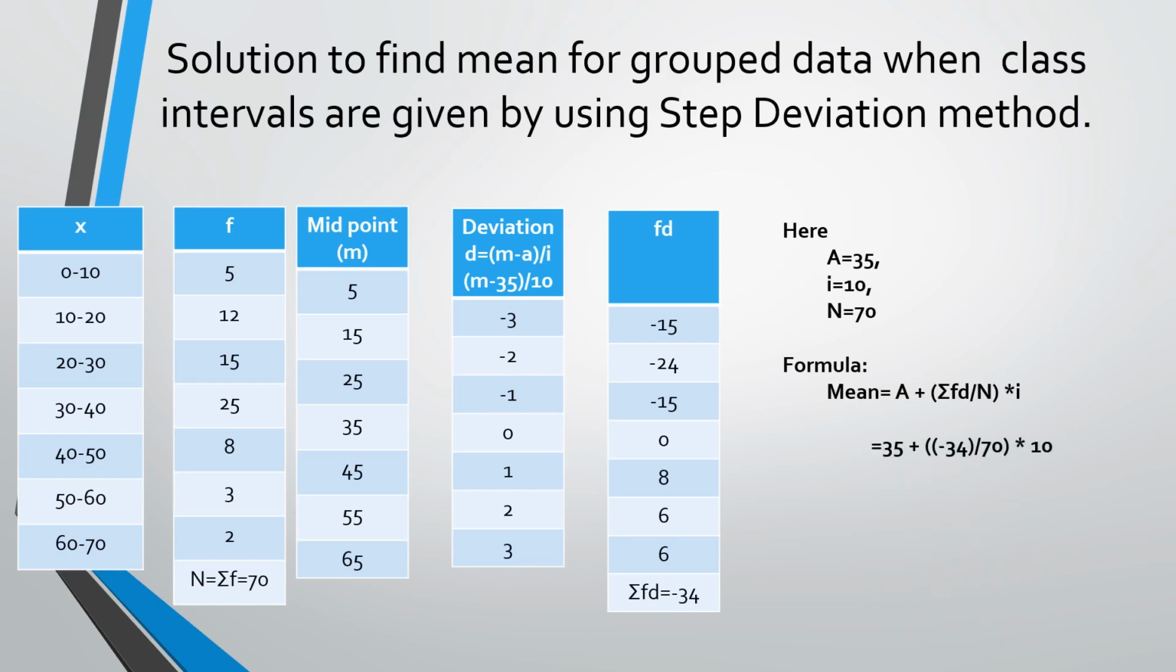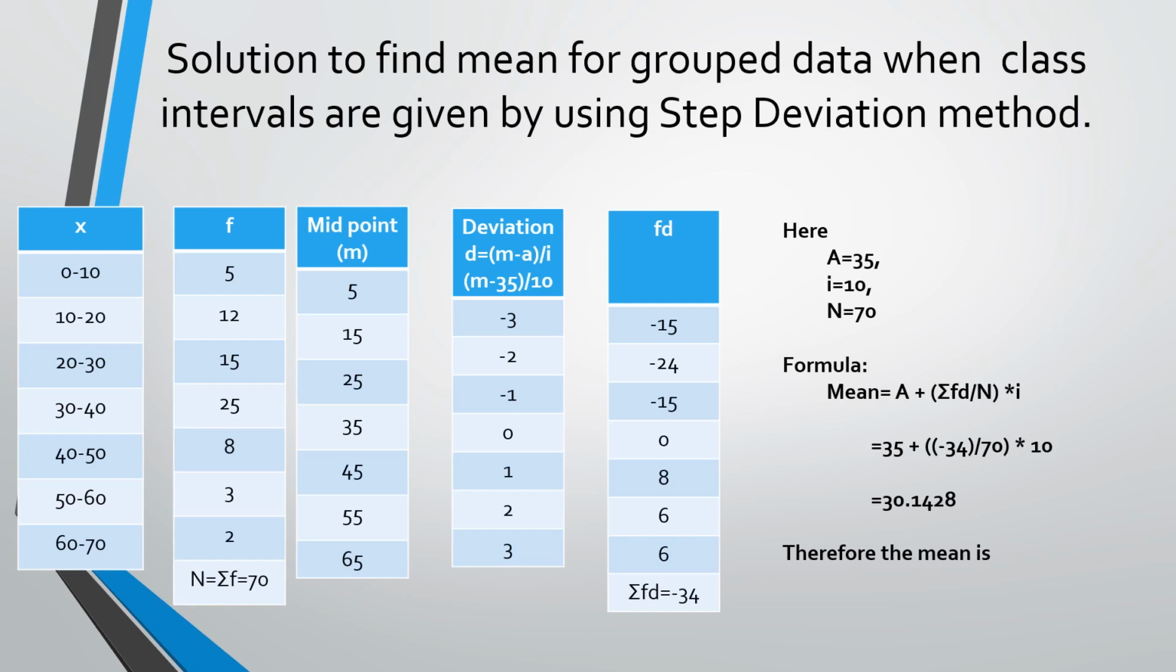So here mean is equal to A, which is 35, plus summation of FD, which is minus 34, divided by N, which is 70, into 10. So upon simplification we get the value as 30.1428. Therefore mean is equal to 30.1428. So this is the solution by using the step deviation method.